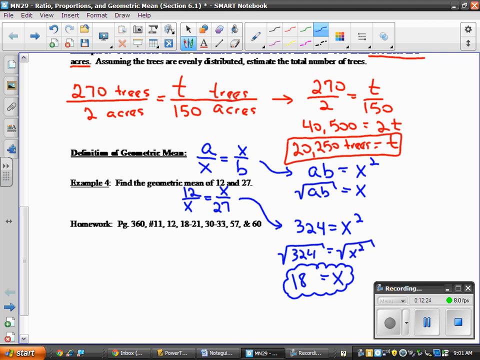You'll see the homework on the bottom, and if I'm not mistaken, we have an edit. It should be 18 through 24, not through 21. So page 360, 11, 12, 18 through 24, 30 through 33, 57, and 60, kind of a smorgasbord of problems.